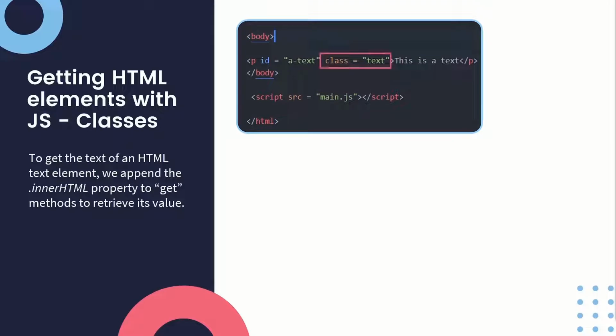Now let's run through this. First of all, we are going to reference the class in this example, and the value that we are trying to retrieve is this is a text.